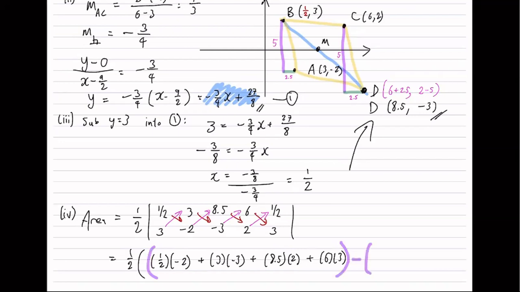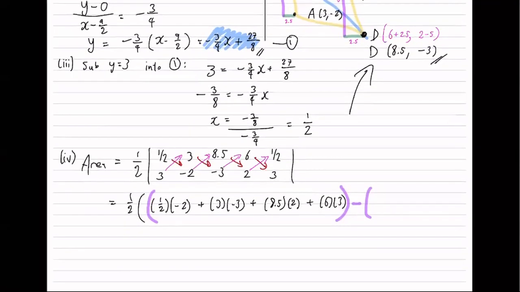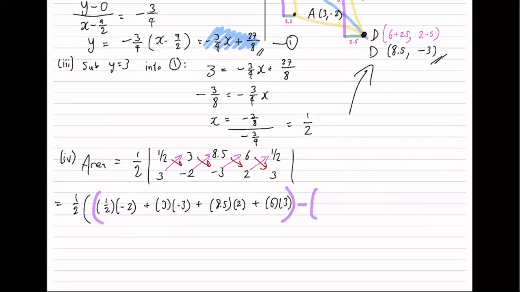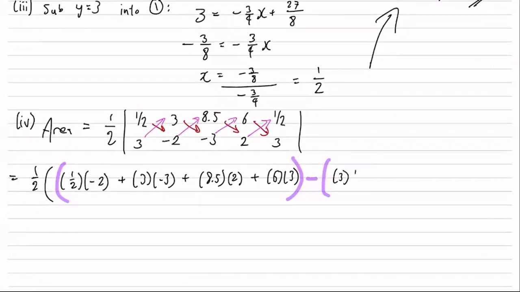Subtract away the second half. Now, wow, no space. 3 times 3 plus -2 times 8.5 plus -3 times 6 plus 2 times half. Close the bracket. Close the modulus. Is that okay? And now we have to key in the calculator.